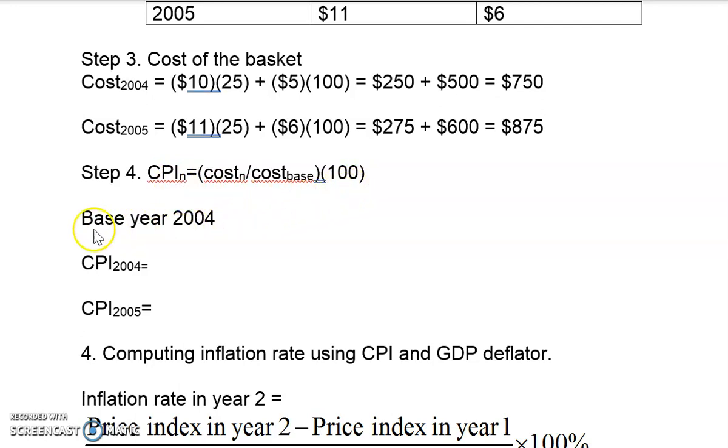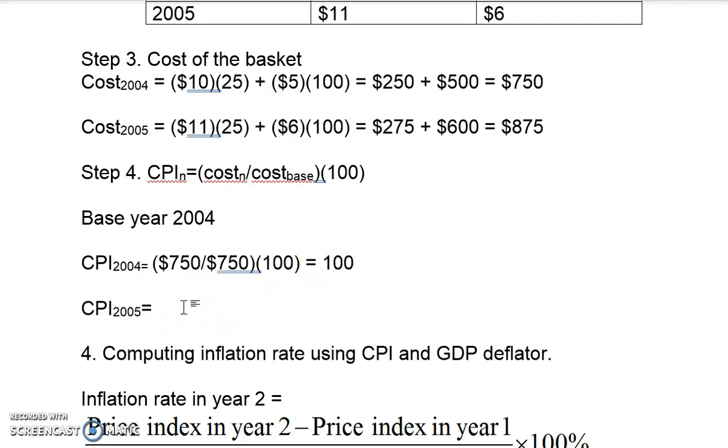Now let the base year be 2004, and let's calculate the consumer price index for 2004. We use the cost of the basket in 2004, which is $750, divided by the base year. The base year is 2004, so divided by $750. The cost of the basket in 2004 divided by the base year is the same, so multiply by 100. What do you get? 100, isn't it? Very good.